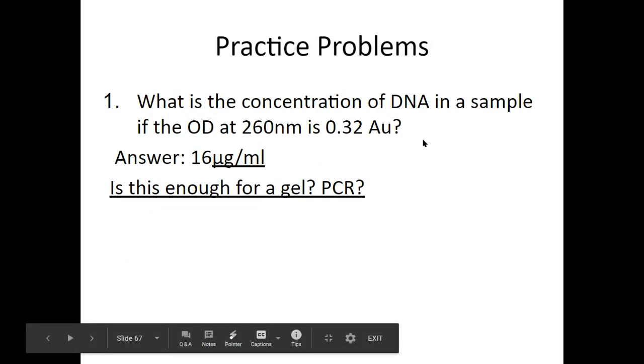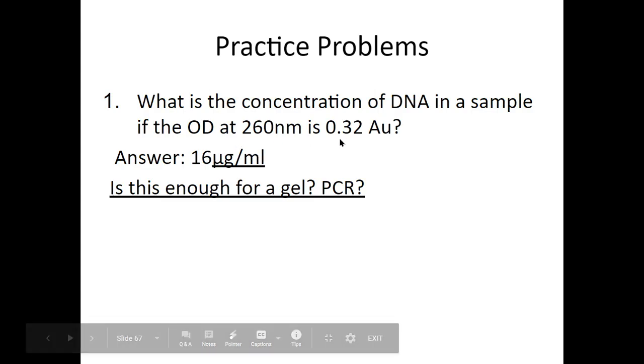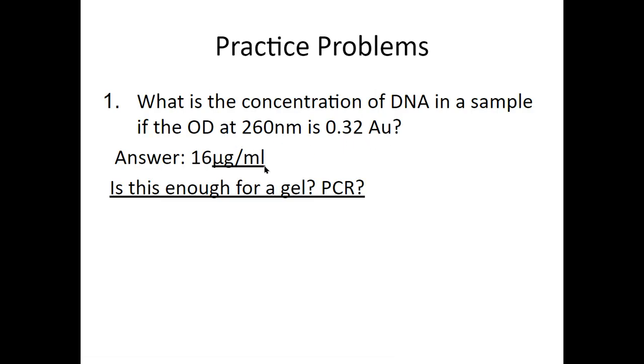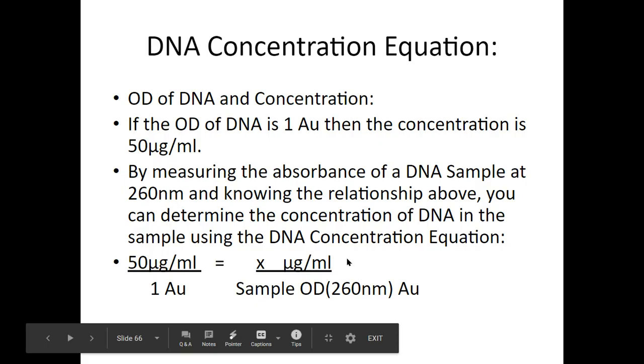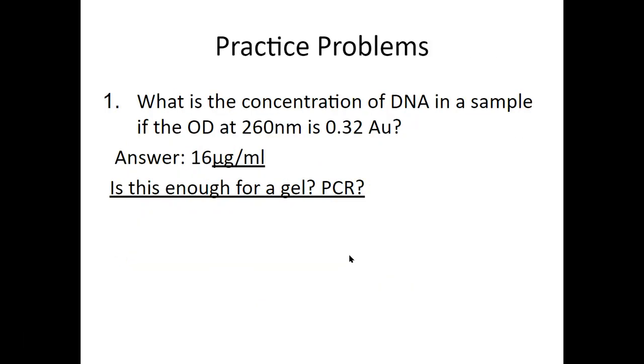Now, if you did it with this, so you have the optical density at 0.32 AU, you just plug it in, and then you go, oh, 16 micrograms per milliliter. Again, we use the equation here to solve and get that answer. Is this enough for a gel? Is it enough for a PCR?